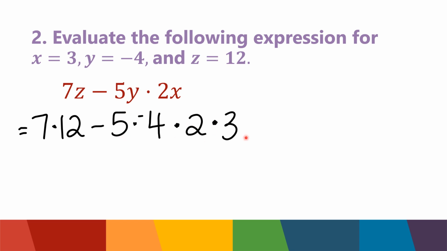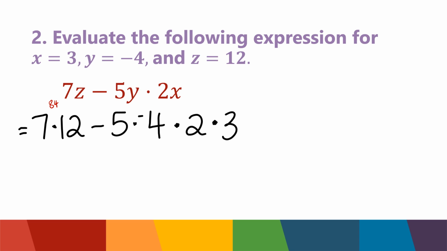All right, so let's do our order of operations. We've got to do our multiplication and division first. Here we just have multiplication, so we're going to do it left to right. So 7 times 12 is 84. And then we have 5. So let's just keep track of that up here. That's going to be 84.